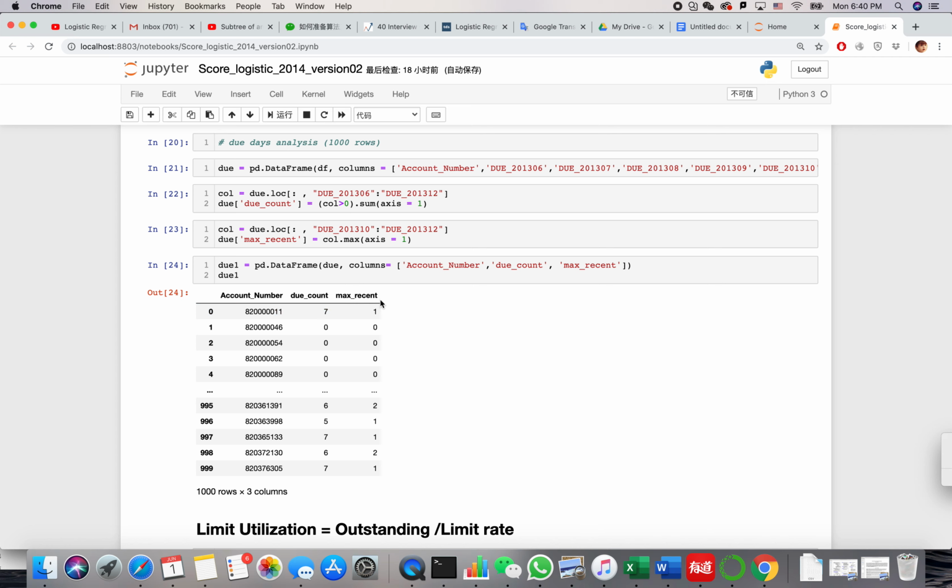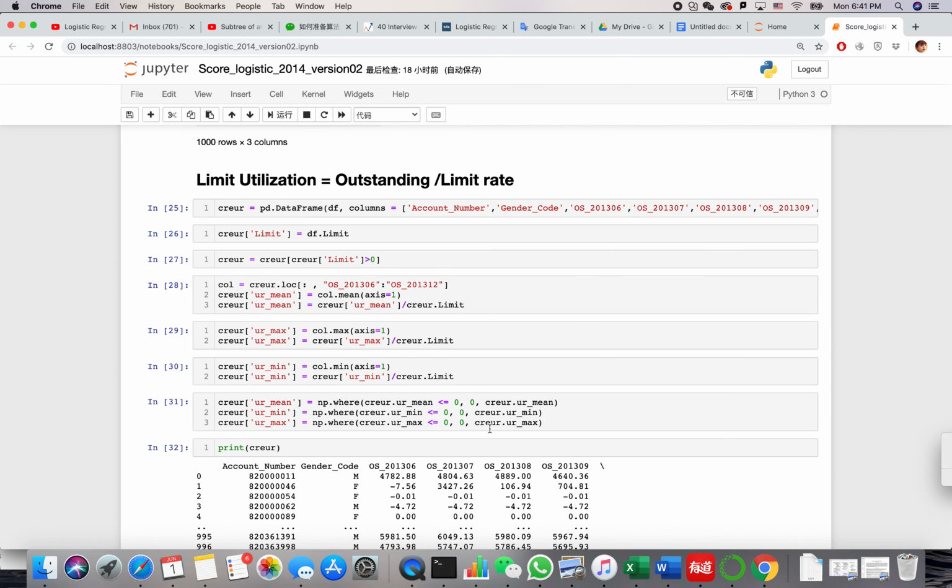This is max recent. It means that for the recent 3 months, the biggest due day for this person is 1. So we get the max numbers.